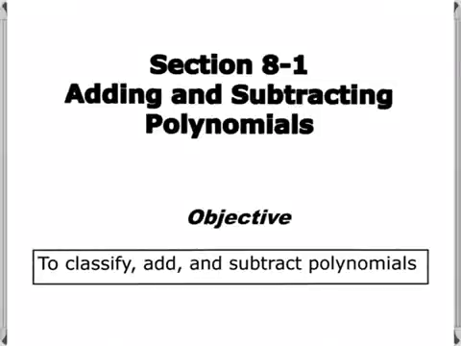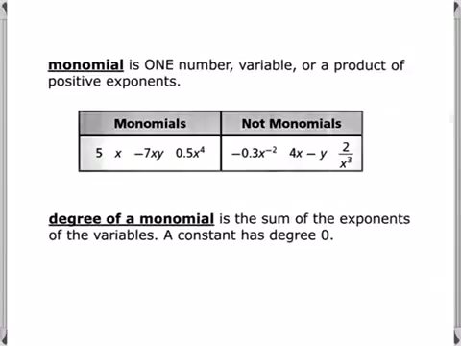Section 8.1, Adding and Subtracting Polynomials. A monomial is one number, variable, or the product of variables with positive exponents. So a monomial is one number, a variable, or a product of variables and numbers with positive exponents. Examples of monomials would be 5x, negative 7xy, or 0.5x to the fourth.